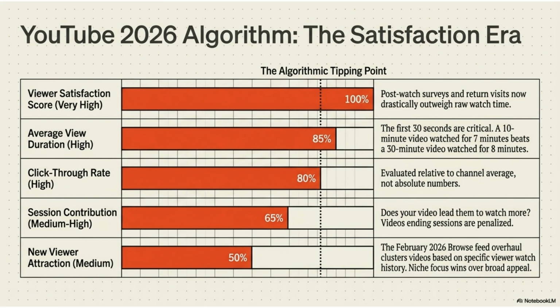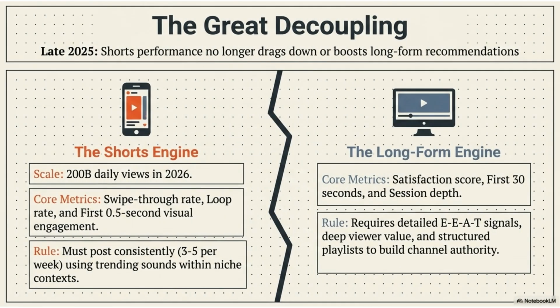The YouTube 2026 algorithm focuses on satisfaction. Viewer satisfaction score is the top metric. The first 30 seconds are critical for average view duration, and session contribution is important, as videos that end sessions are penalized. We are seeing the great decoupling.